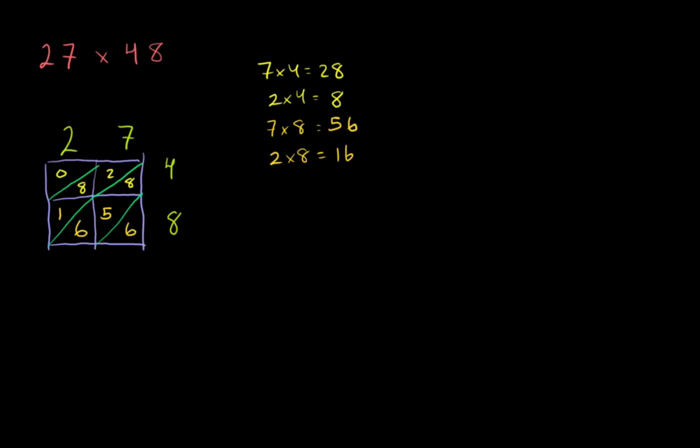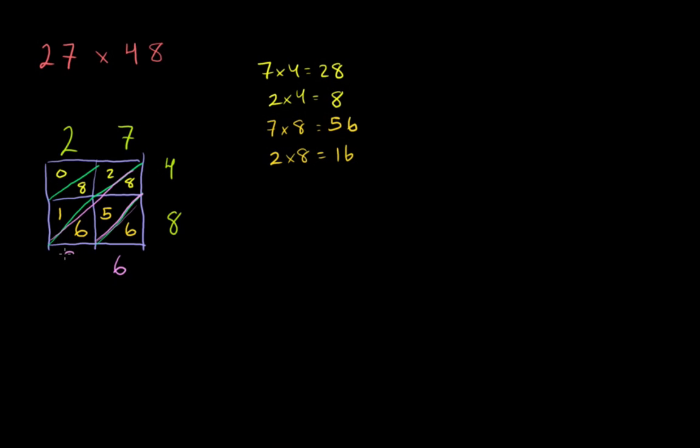Now we're ready to add. So what you do is you go down these diagonals that I drew here. So this first diagonal, which is really the ones diagonal, you just have a 6 sitting here. So you write a 6 just like that. Then we move over to the next diagonal. This diagonal with the 6, 5, and 8 in it. That's our tens diagonal. So 8 plus 5 is 13. 13 plus 6 is 19.